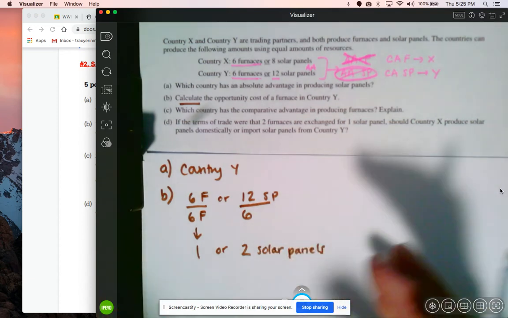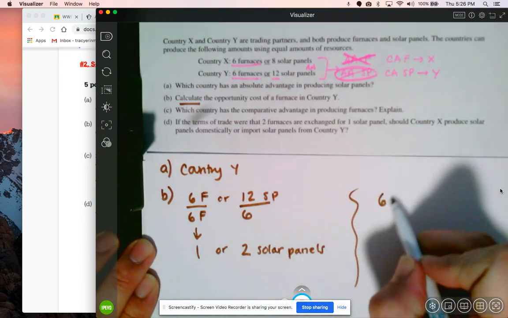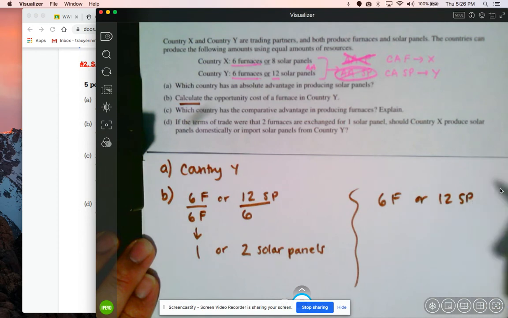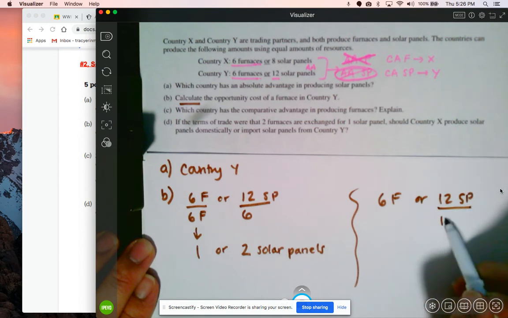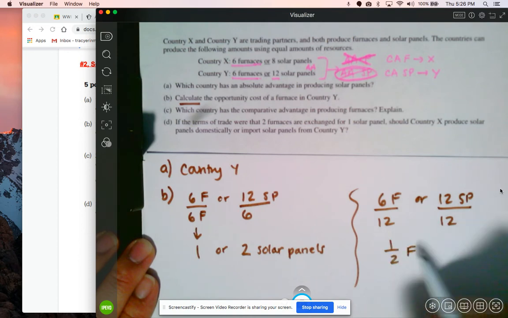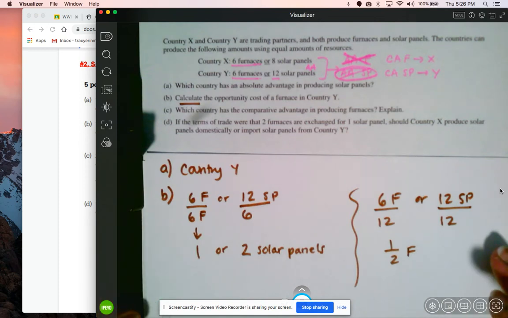Had it been the other way around, let's just say in our hypothetical universe, they said something like, what is the opportunity cost of 1 solar panel? You would divide these both by 12, and the answer would be a half of a furnace. Now, I don't think they're cutting the furnaces in half, but basically it comes down to the resources that would go into making half of the product.